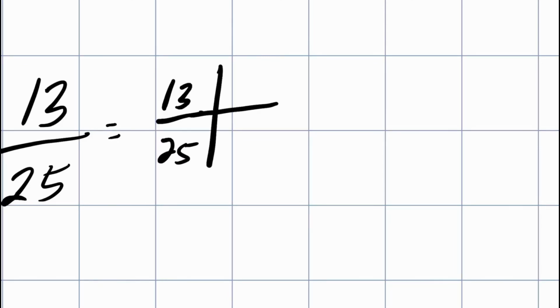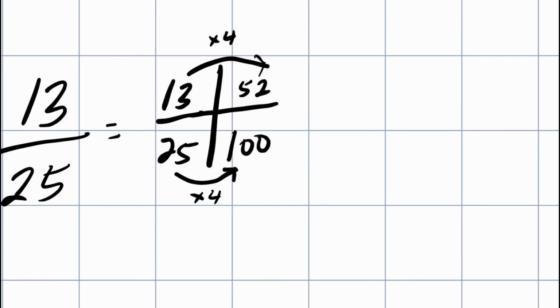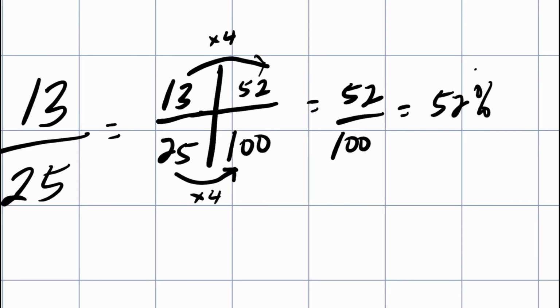13/25. Okay, for me, I actually like proportions a little bit more, so I'm gonna do 13/25. Then I'll do my ratio table. Percent is out of 100, so I'll put 100 there. So we could do 25 times 4 is 100. So 13 times 4 is 52. So now my answer is 52/100 or 52%.